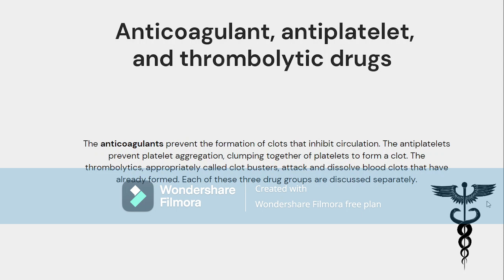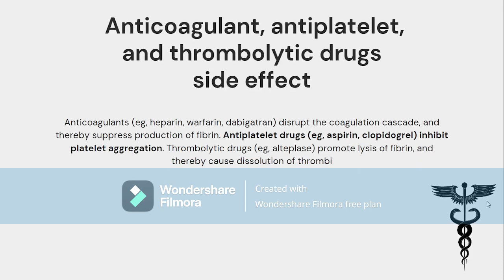First, anticoagulant drugs. Anticoagulants, also known as blood thinners, are medications that help prevent the formation of blood clots. They work by interfering with the clotting process in the blood. Common anticoagulant drugs are warfarin, heparin, and direct oral anticoagulants or DOACs, such as apixaban and rivaroxaban.